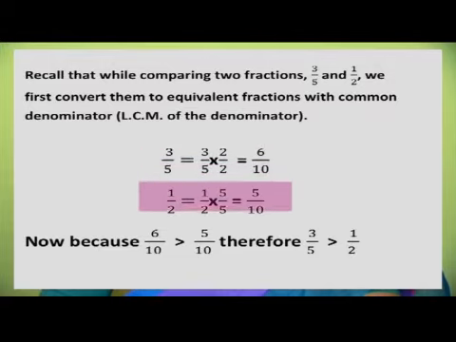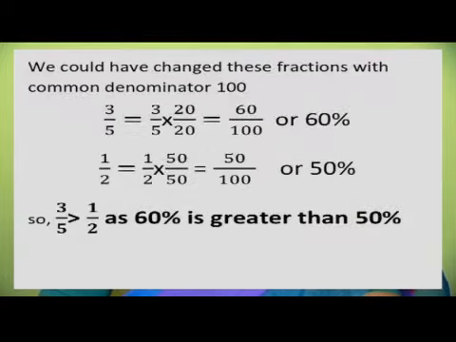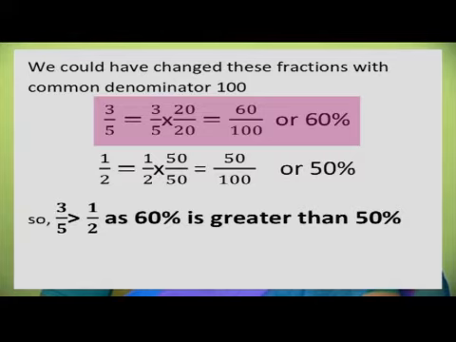Now, 1 by 2 is equal to 1 by 2 multiplied and divided by 5, which is equal to 5 by 10. Now, because 6 by 10 is greater than 5 by 10, therefore 3 by 5 is greater than 1 by 2. We could have changed these fractions with the common denominator 100. Then 3 by 5 is equal to 3 by 5 multiplied and divided by 20, which is equal to 60 by 100, or we can say it as 60%.